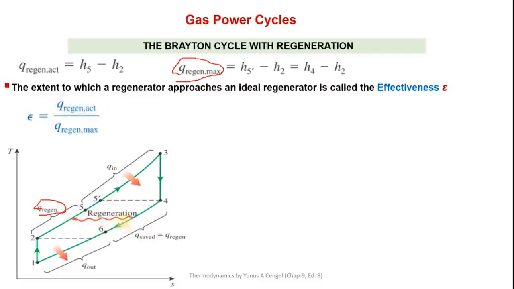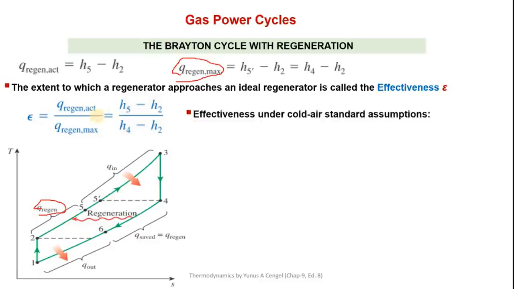Actual heat transferred during this regeneration process, or in the regenerator, divided by the maximum possible. Actual is given by H5 minus H2, and maximum possible is H5 dash minus H2, or H4 minus H2. So you can replace these enthalpy values. So here is the actual divided by maximum possible. That is called the effectiveness of a heat exchanger, or effectiveness under cold air assumptions.